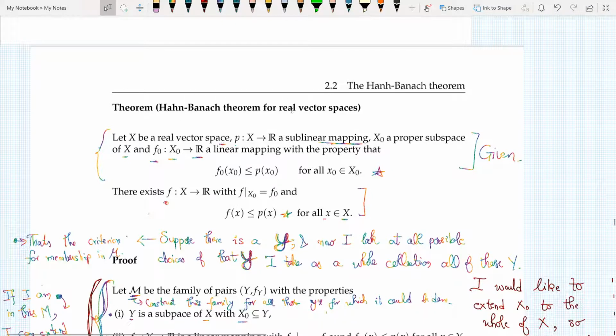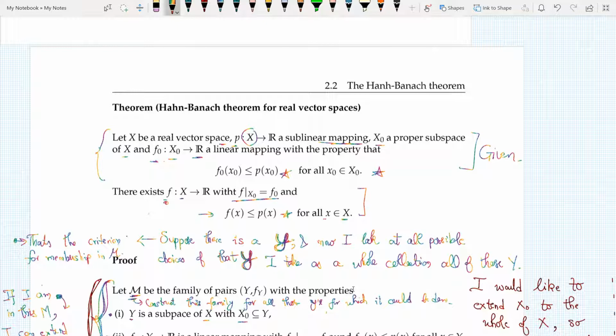In the case of real vector spaces, I had a capital X, a sublinear mapping P which was defined on all of X, and X0 was a proper subspace. F0 was a given linear mapping with this condition, and then I showed that F exists with domain being all of X, together with this property holding and this property holding. Take a look at this theorem for a minute before you proceed.